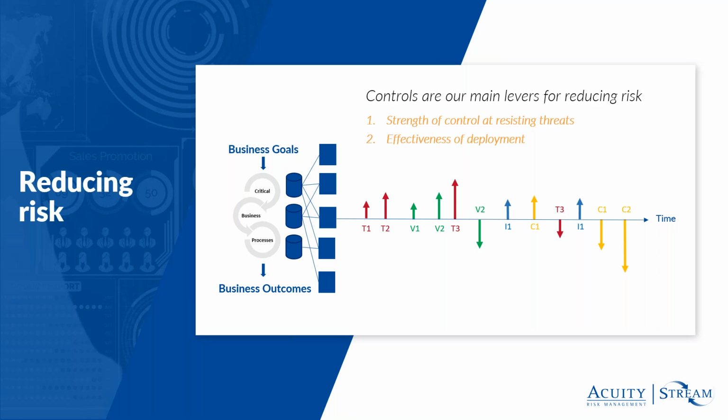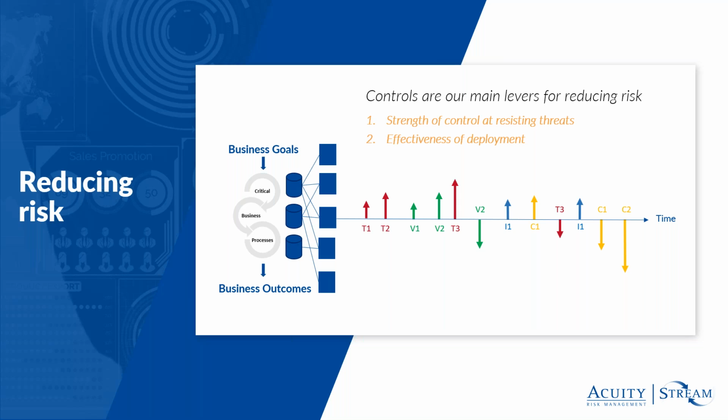Similarly with education and awareness, that is effective, and that can be a relatively strong control at mitigating phishing type attacks, but only if it's deployed across all of your employees. If there are some that aren't trained, then you have some weakness and potential higher risk. Okay, so understanding the strength of control and the effectiveness of their deployment are two important factors as well.